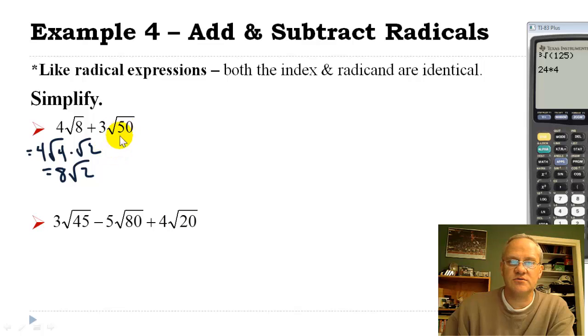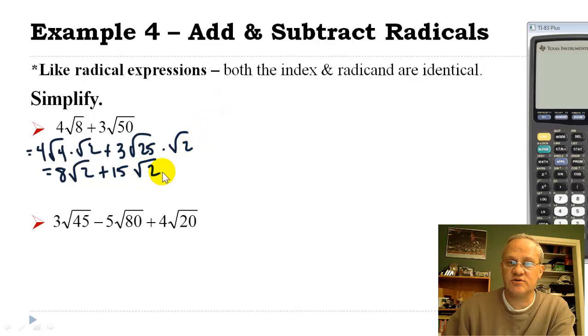What about, here we have 3, what about the square root of 50? Oh, how about 25 times 2? Because the square root of 25 is 5. 5 times 3 is 15. And we have that square root of 2 left over. Now that we've broken both of these down and simplified them, look what we've got. Square root of 2, square root of 2. These are like radical expressions, okay?